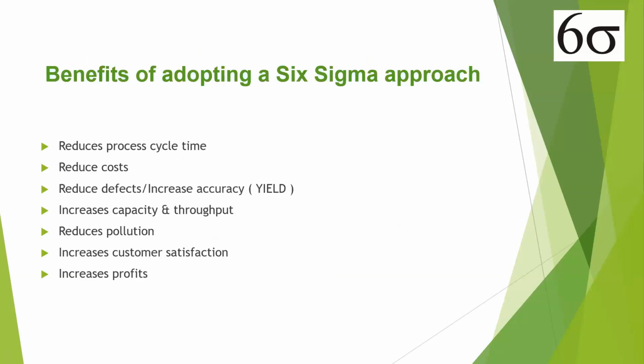You might say, why should we adopt a Six Sigma approach? It definitely will reduce the process cycle time. It will reduce your costs, reduce the defects, and increase the accuracy, which is the yield. It will increase the capacity, it will increase your throughput, and it is beneficial to the environment also in terms of reducing pollution. Eventually and definitely it will increase customer satisfaction. And at the end of it all, it will definitely go on to increase profits.